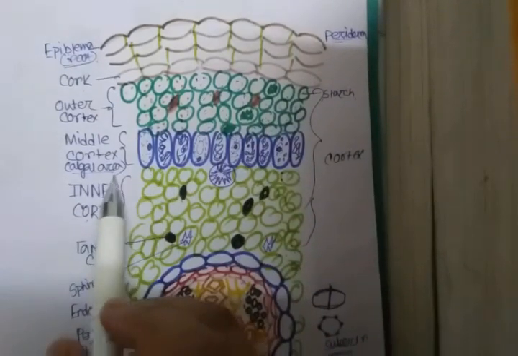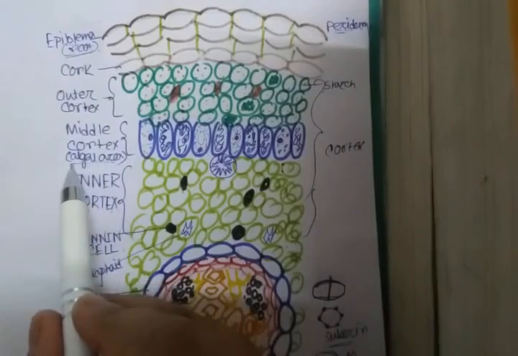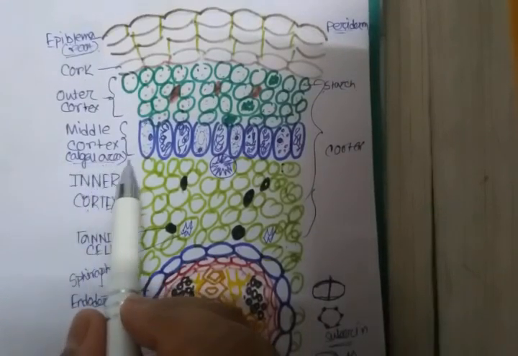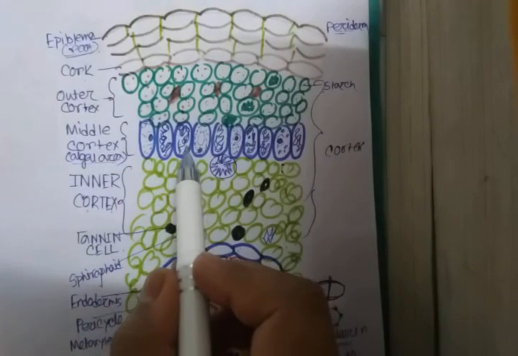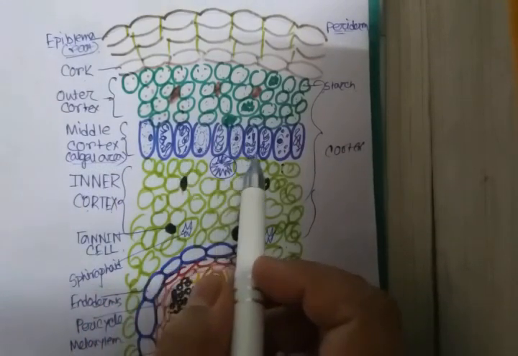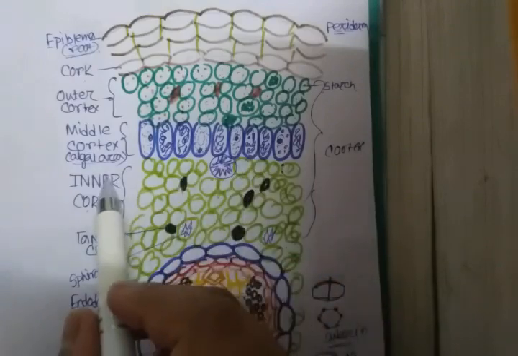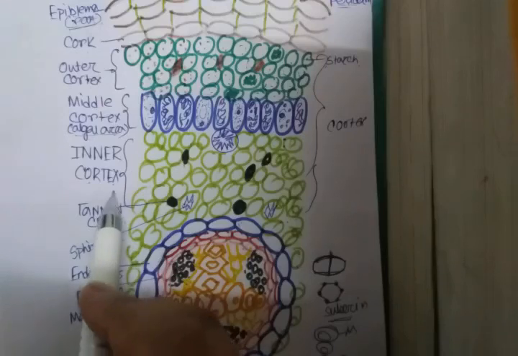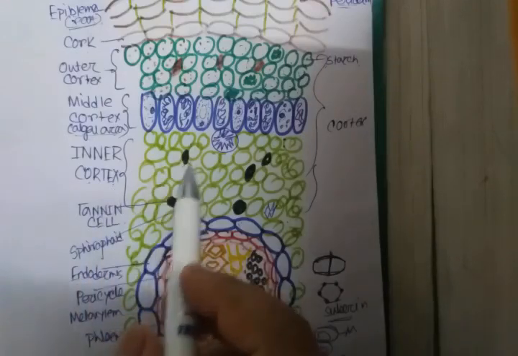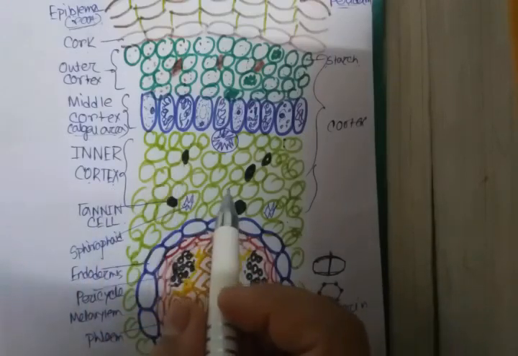Next come to the middle cortex. This layer is also called the algal zone or algal area because it is filled with algae, nostoc, bacteria, cyanobacteria. That's why this layer is called the algal zone. And next come to the inner cortex. The inner cortex is also made up of parenchymatous cells.